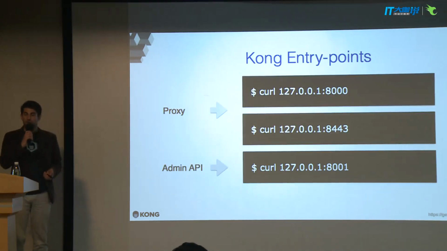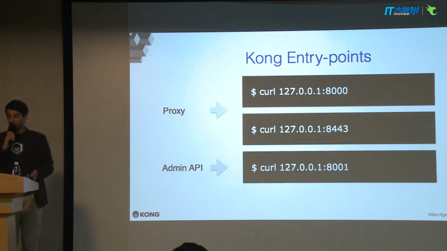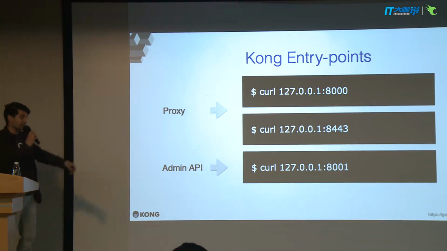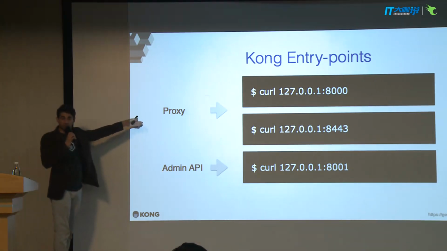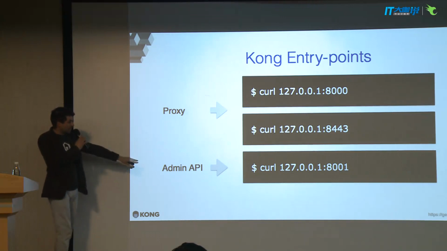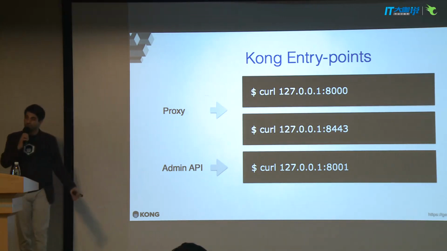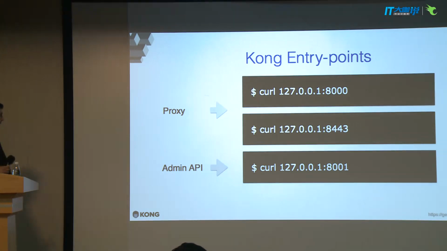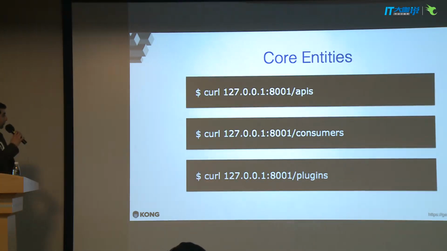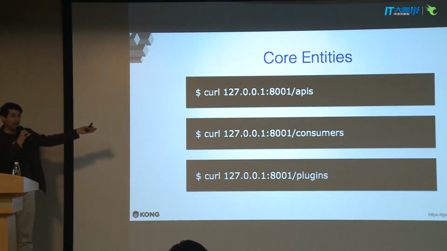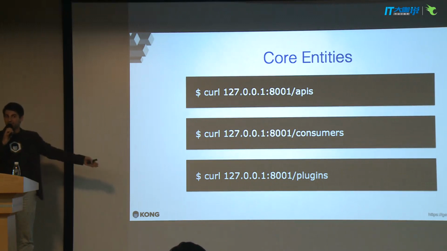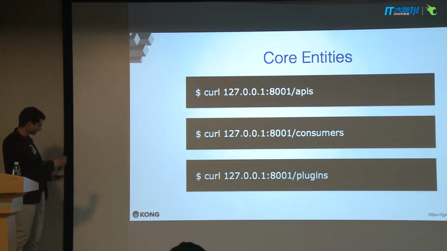Kong has a few main entry points. There is the proxy entry point for consuming the upstream service. This is the client, the consumer, that's consuming the APIs. And then we have the admin API, which allows you to configure the system and configure Kong. There are a few core entities: we have APIs, consumers, and plugins. Plugins themselves can then extend the underlying DAO of Kong to support new entities and new features.